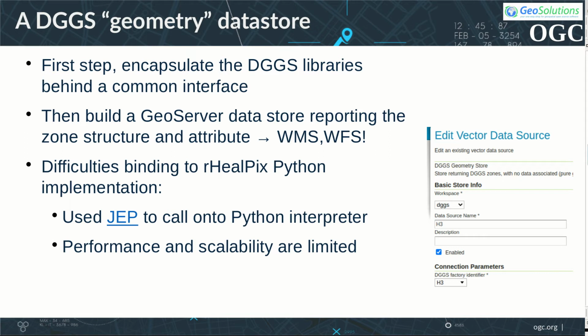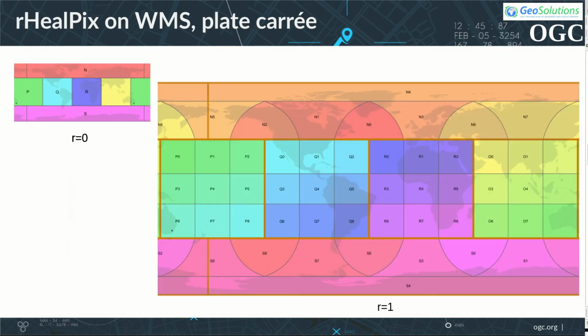Integrating the RealPix Python library in the GeoServer Java runtime proved difficult. The JEP project has been used to bridge the gap. However, lack of support for multi-threading in Python means performance and scalability are limited.